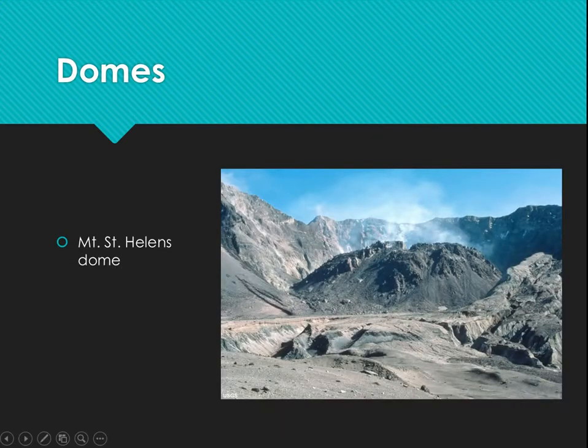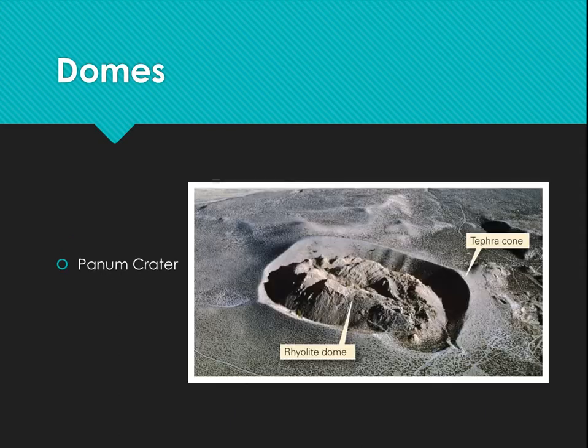Here's a dome inside the crater of Mount St. Helens. You can see here's a couple of domes that actually formed on a stratovolcano. That's okay, it happens sometimes. Panum Crater, this is in California, right near Mono Lake, kind of in the northern edge of Owens Valley. But that's a beautiful little dome that's surrounded by tephra, so lots of ash, lots of scoria all the way around it.